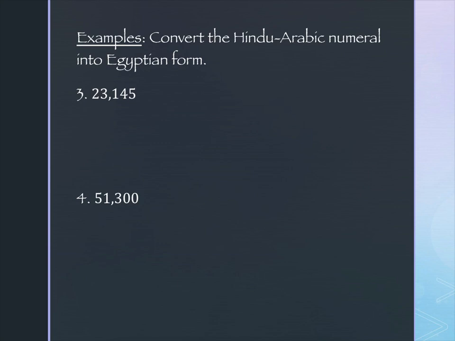And we're just going to go place value at a time. So the 2 is in the 10,000s place. What symbol is worth 10,000? Pointing finger. So I'm going to draw 2 pointing fingers. Told you how terrible they look. They just get worse all the time. My 2 pointing fingers. Then we have the 3 that's in thousands place. What's that one? Lotus flower. So I need 3 lotus flowers.